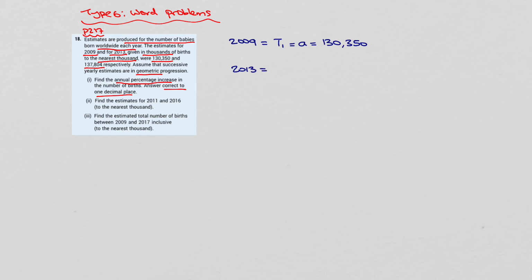So that's going to be, it should be term 5. Because if we look here, we have 2009, term 1, 2010, term 2, 2011, term 3, 2012, term 4, 2013, term 5. Okay, so if ever you're not sure, always do it out. And we know that that's going to be 137,804.